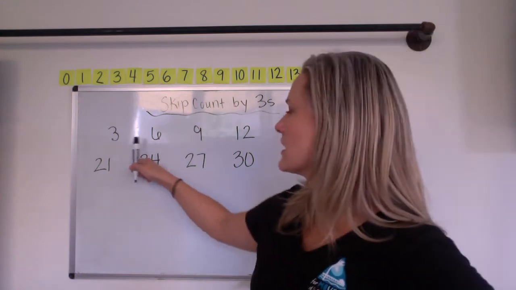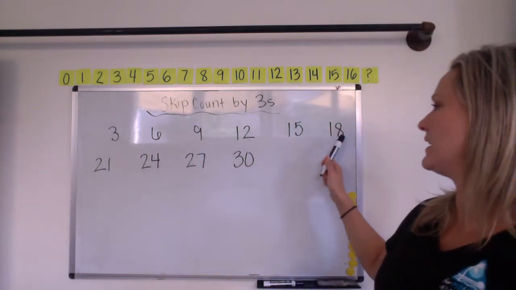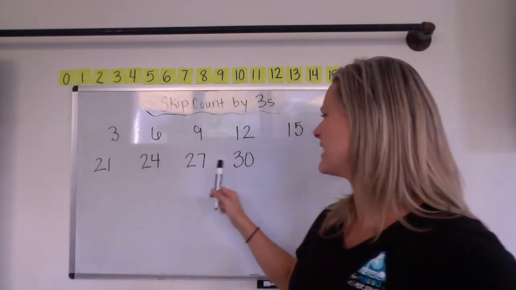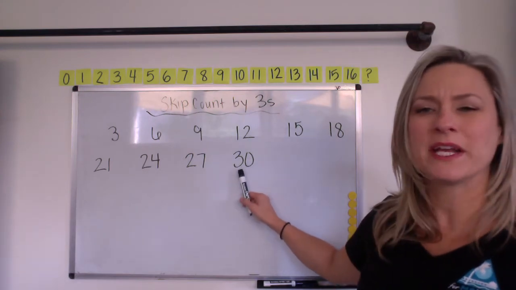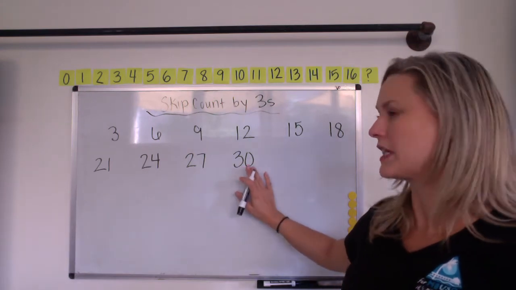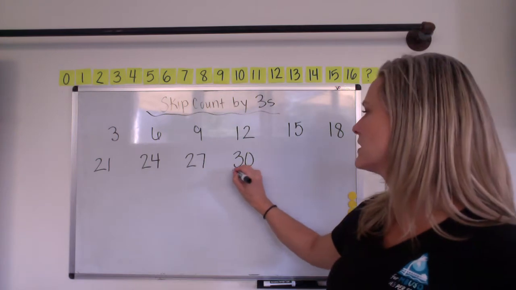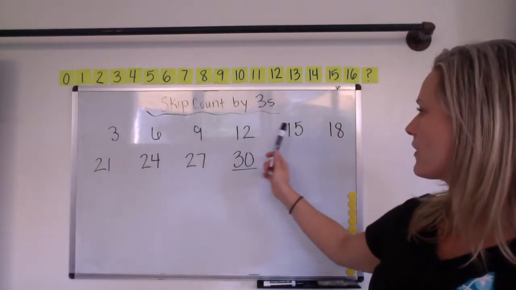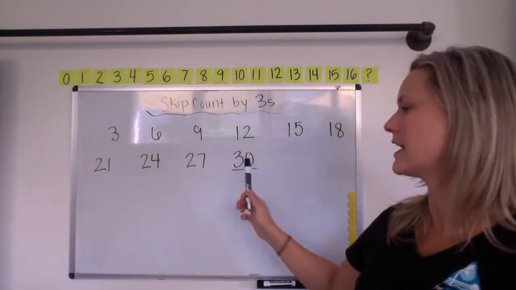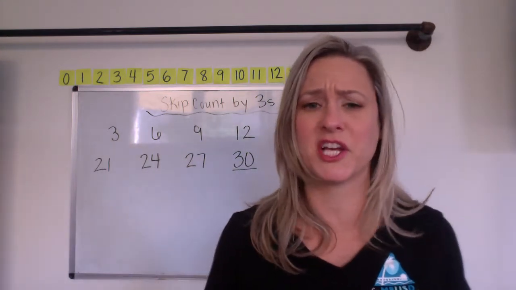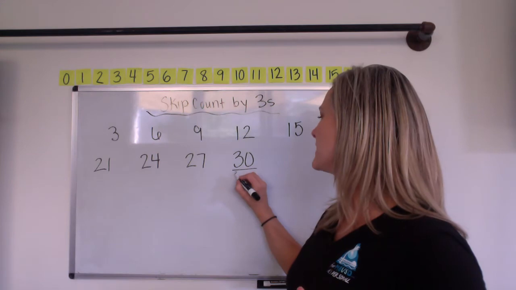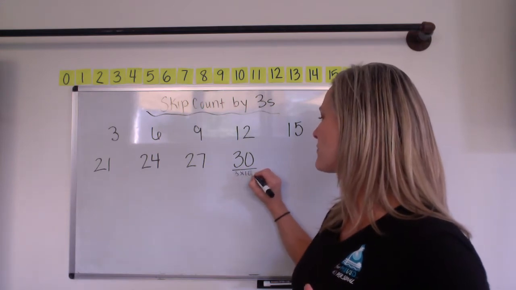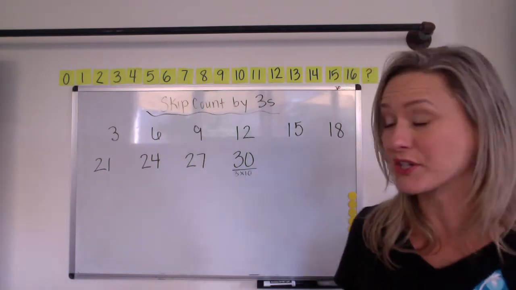We've got 3, 6, 9, 12, 15, 18, 21, 24, 27, 30. And how many 3s make up a 30? How many times do we have to skip count to get to 30? Let's check that out. 1, 2, 3, 4, 5, 6, 7, 8, 9, 10. So this is a good checkpoint because this is like 3 times 10 right here. We had to count by 3s 10 times to get to 30.